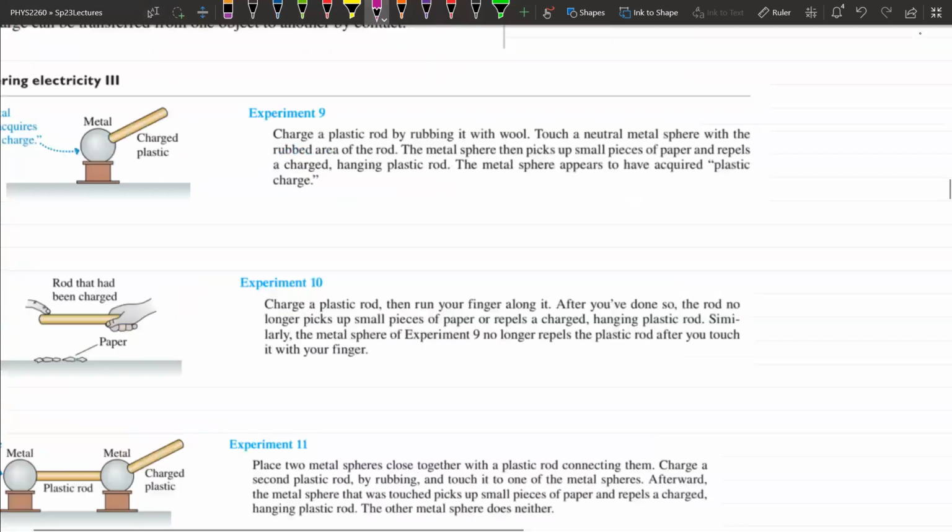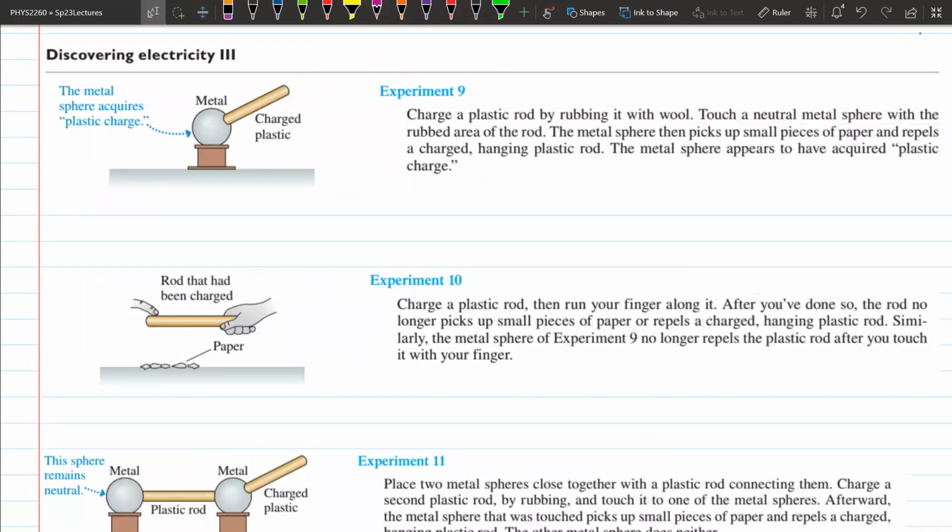So once again, we're going to look at these little experiments. I don't think I have time to demonstrate that this time, but maybe tomorrow, before we do the group work, I can show you guys the Van de Graaff machine.